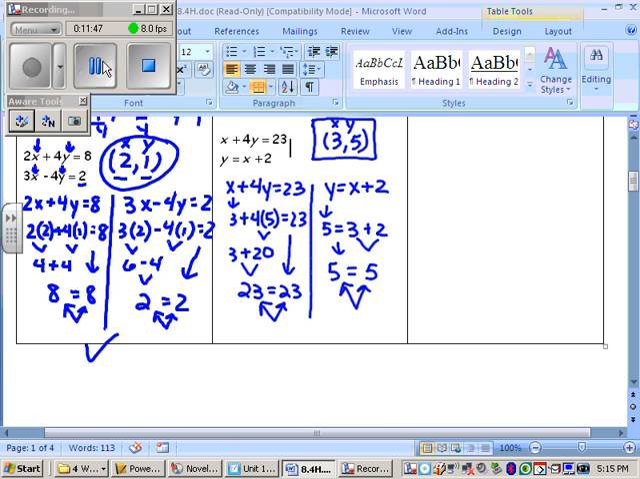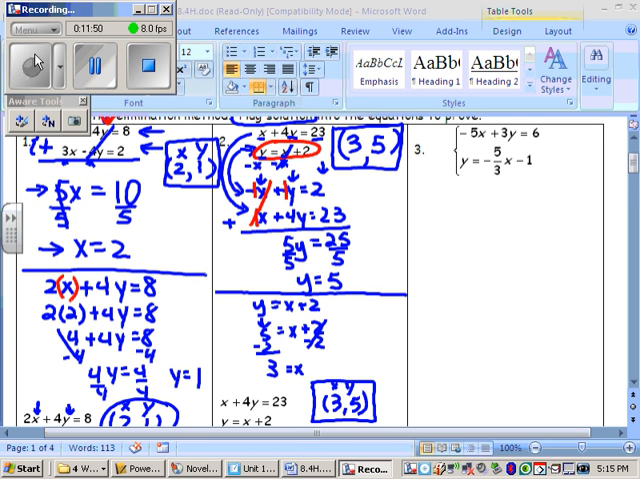Let's take a look at our last example. In this last example, you will notice that the second equation has a fraction. The first equation is already set up with the x and the y on the left side of the equal sign. The second equation is not, and it has a fraction. So you probably want to first clear the fraction by multiplying all terms by 5.